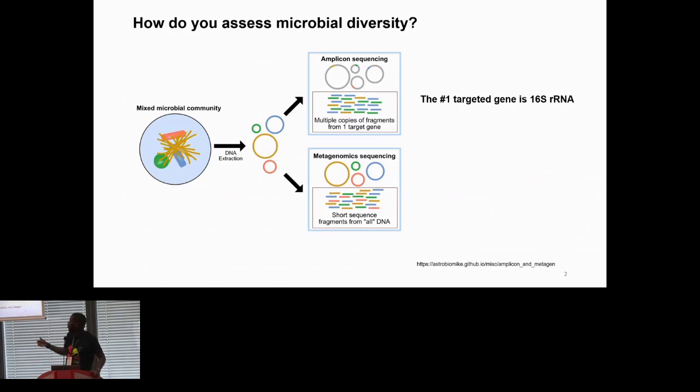you have two roads. You can go for metagenomic sequencing. When you choose this road, you have all your DNA that you are going to sequence. But when you choose to go for amplicon sequencing, you have to choose one gene to target. And the number one gene targeted in amplicon sequencing is the 16S rRNA gene.